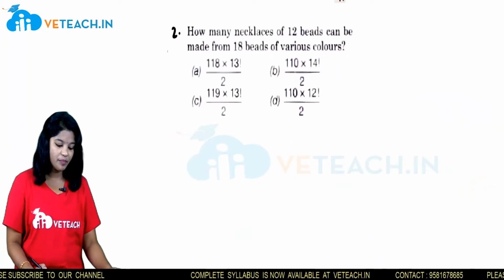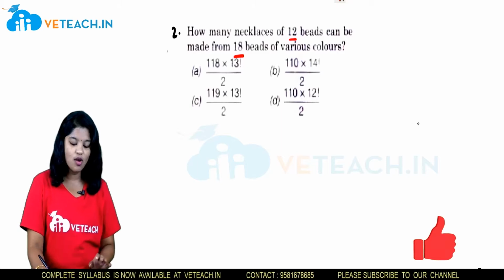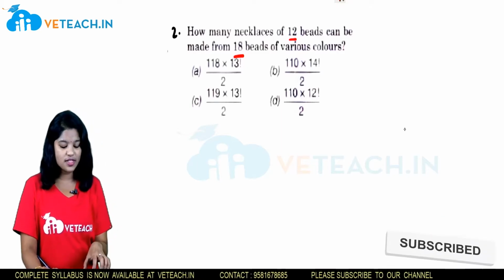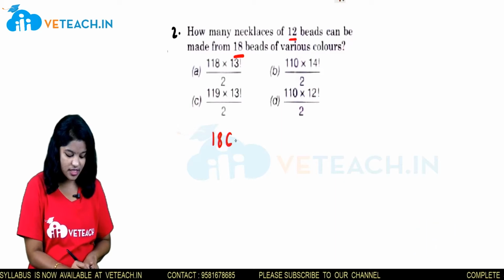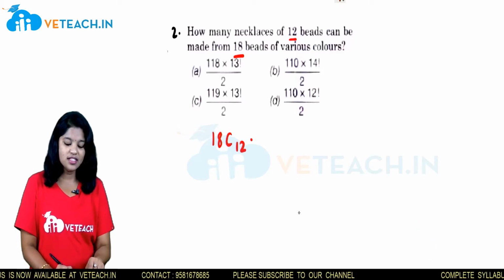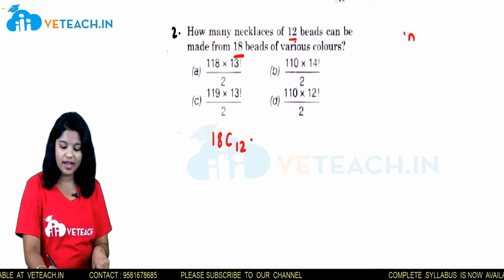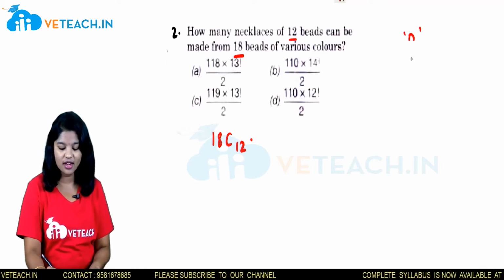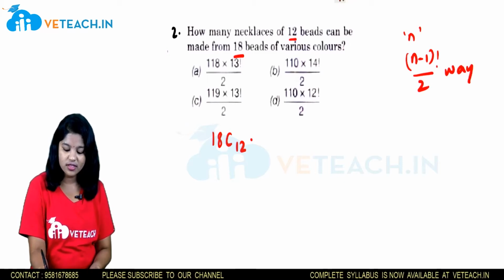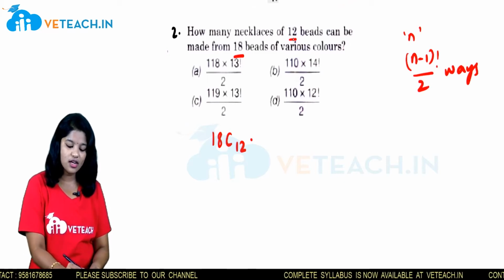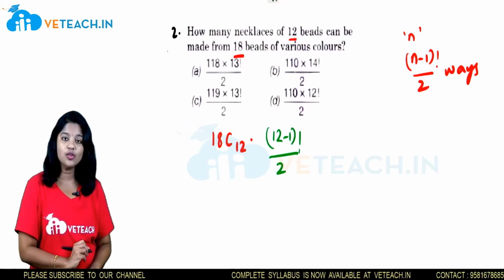See the next question. How many necklaces of 12 beads can be formed from 18 beads of various colors? Out of these 18 beads, we should pick 12 beads. That can be done in 18C12 ways, and these 12 beads can be arranged clockwise or anti-clockwise. If there are n beads and we have to arrange them in a necklace, we do it in (n minus 1) factorial by 2 ways. Here there are 12 beads, so this will be done in (12 minus 1) factorial by 2 ways.